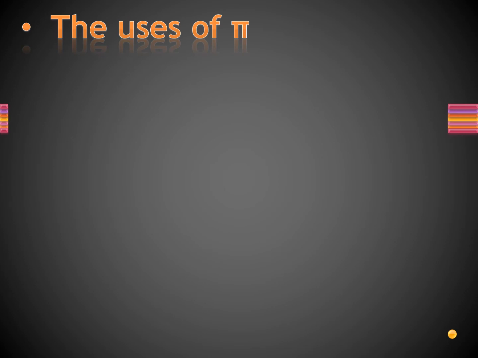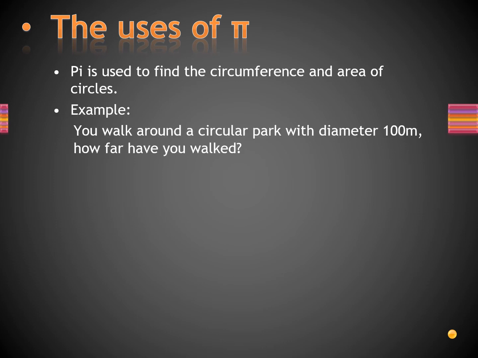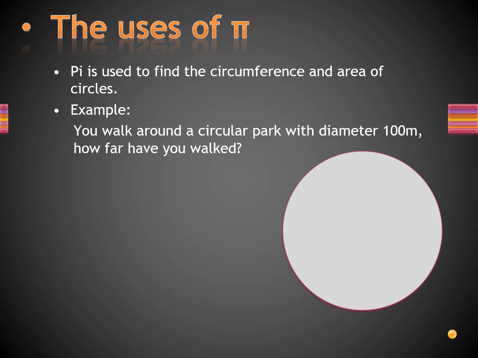What are the uses of pi? Pi is used to find the circumference and area of circles. So it is of great use for us. You walk around a circular park with diameter 100 meter. How far have you walked? Imagine walking around a circular park. The diameter is only given. How do we calculate how much distance we have covered? So we need to calculate the circumference.